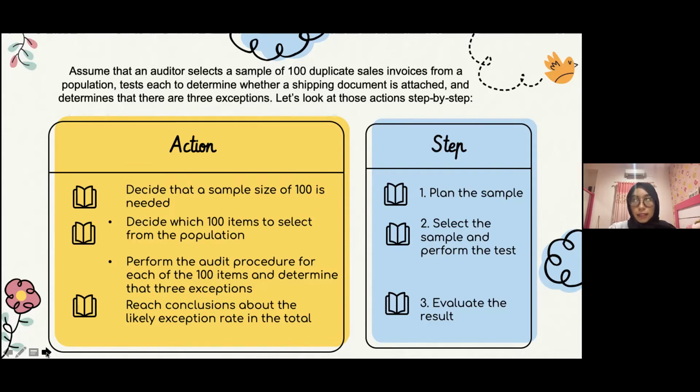Statistical sampling differs from non-statistical sampling in that, by applying mathematical rules, auditors can quantify or measure sampling risk in planning the sample and in evaluating the results. In non-statistical sampling, auditors do not quantify the sampling risk.